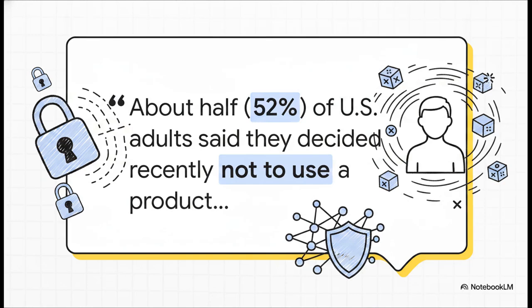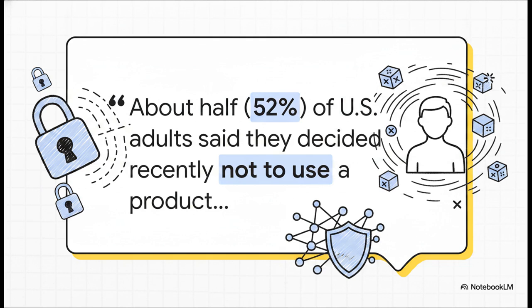According to Pew Research, about 52% of US adults recently walked away from a product or service. Why? Because they were terrified of how much of their personal data was being collected. I mean, that's more than half the population. But here's a crazy thought.